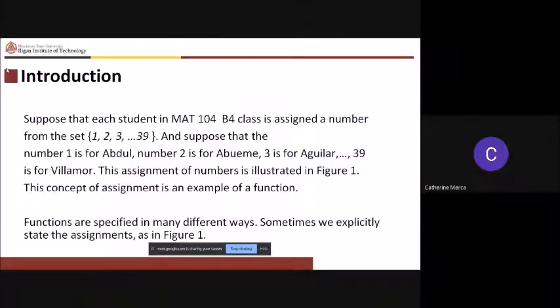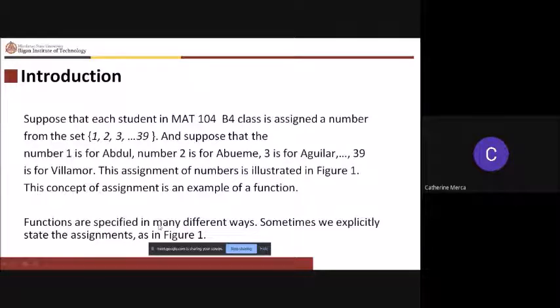Suppose that each student in Math 104 D4 class is assigned a number from the set 1 up to 39, because in my list, there are supposed to be 39 of you. Suppose that number 1 is for Abdul. Number 2 is for Abueme. 3 is for Aguilar. And down the line, 39 is for Villamor. We call this assignment of numbers your function. This is an example of a function.